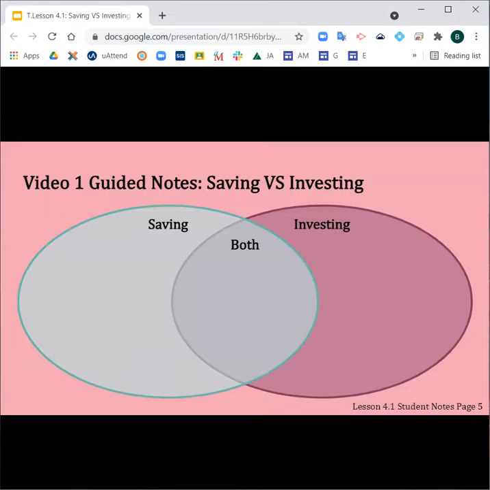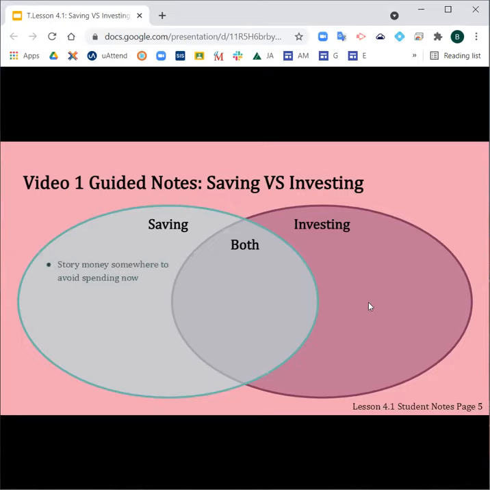So if you look on page 5 of your notes, you should see this Venn diagram, and we're going to be comparing saving, investing, and then both. So over in this blue oval, you're going to write all of the little things that have to do with saving and just saving. In this purple oval, you're going to write the things that are only true for investing, not saving, and then in the middle for both. And I'm going to give you a minute to fill in what you know, and then we're going to go over it.